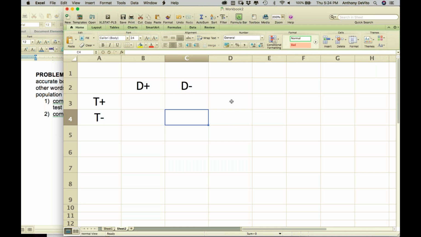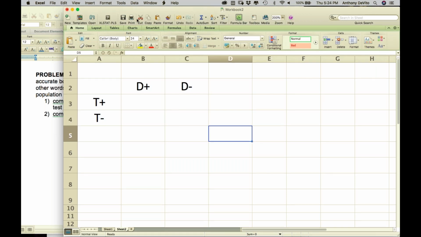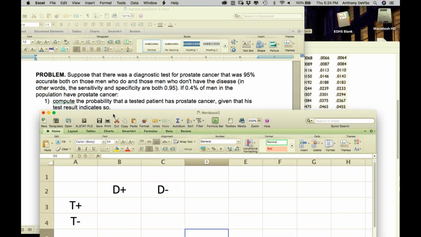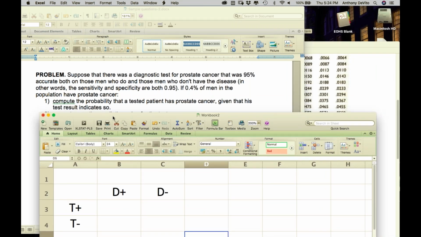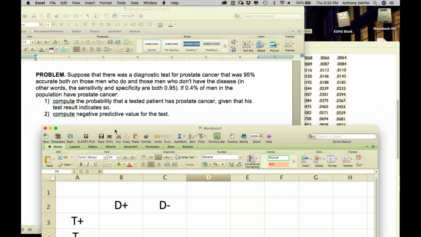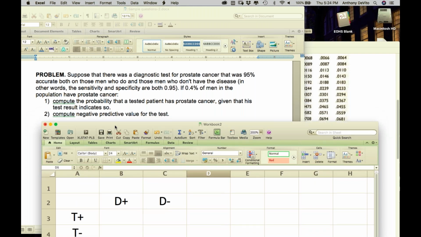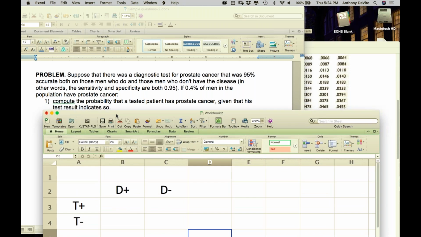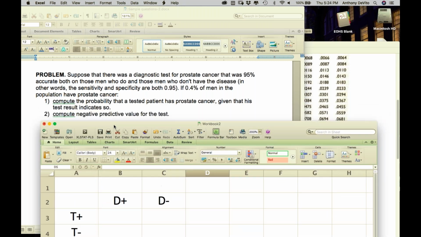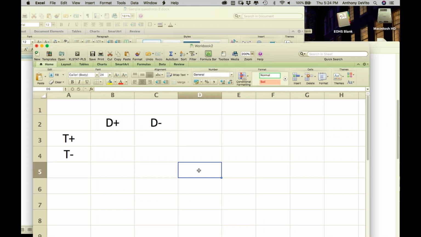Now, for the total number of people in this population, compute the probability that a tested patient has prostate cancer, given that the test result indicates so. Then compute the negative predictive value for the test. The first one is asking for the positive predictive value. I'll explain that in a second. The second one is asking for the negative predictive value. So I'm going to create a version of this population with 1,000 people, in a table that reflects this population.